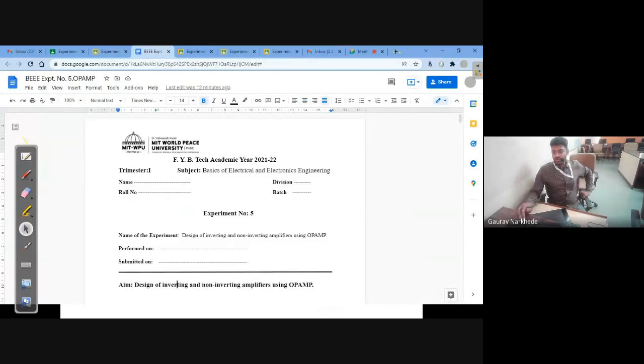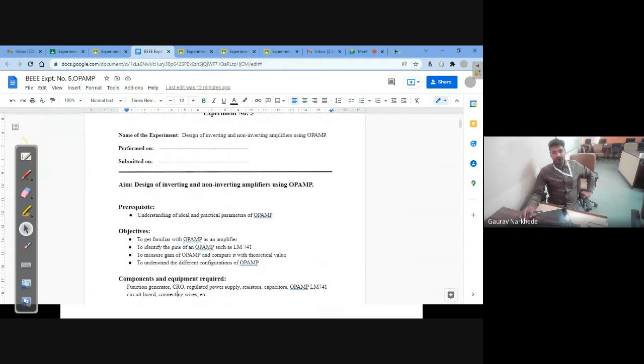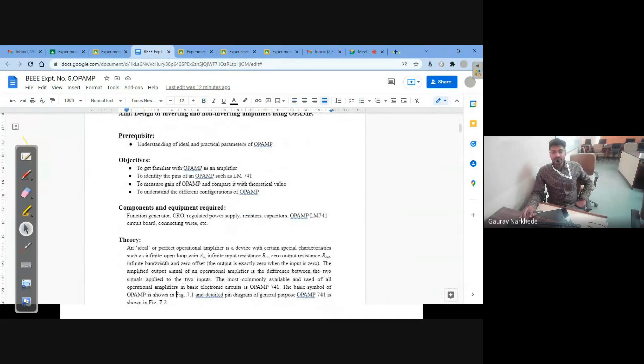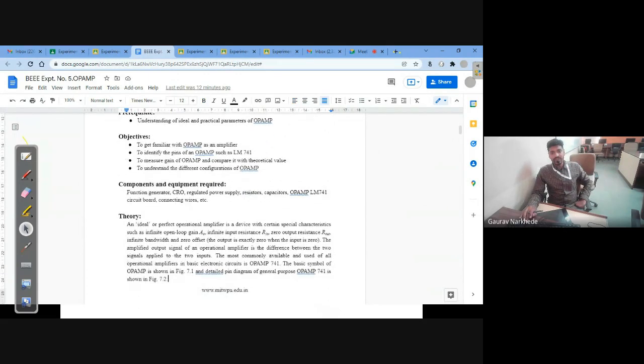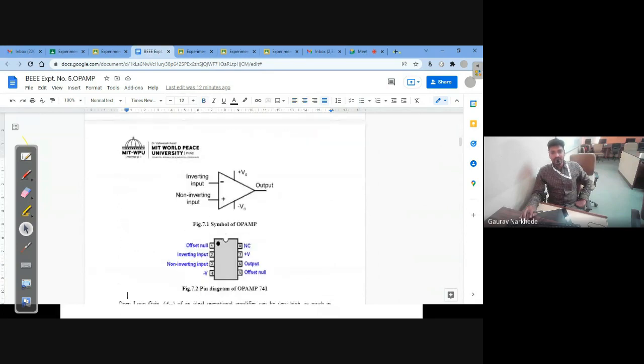Okay, so what we need to do, we need to design the inverting and non-inverting amplifier. Whatever we have done theoretically, we need to do it practically. Okay, so the objective is to get familiar with the operational amplifier. We will use IC741, right? We will measure the gain of the operational amplifier, and this is the theory which has been covered.